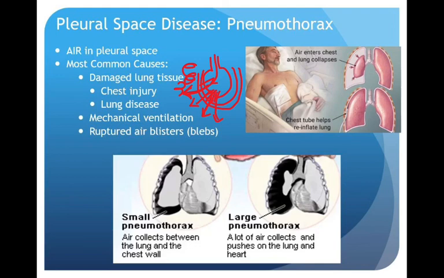This is generally due to actual damage of the alveoli. Maybe they were punctured by rib trauma. Maybe they were punctured by extra air. Maybe they spontaneously burst. But somehow these alveoli got a hole in them, and that is allowing air to escape into the pleural space. So if that happens, that is air in the pleural space. It's called a pneumothorax: pneumo, meaning air, thorax, meaning chest space, where it shouldn't be.